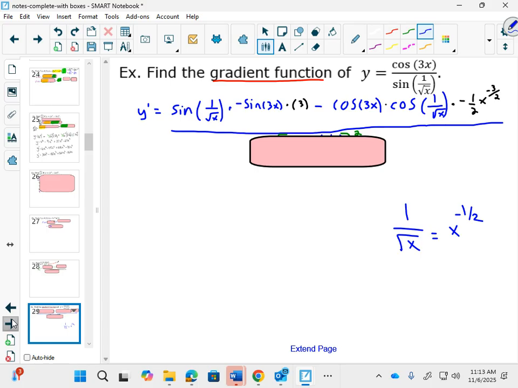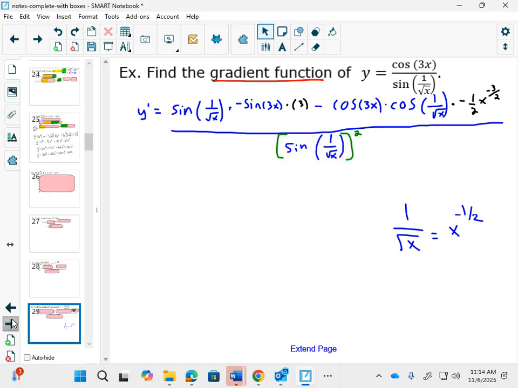If I changed it to x to the -1/2, you see it's really easy to see that I brought the -1/2 out in front and subtracted 1 from the exponent. Over the bottom, all squared. I like putting the brackets and the squared outside. Do you see you could have written the 2 there instead? That would have been perfectly fine.